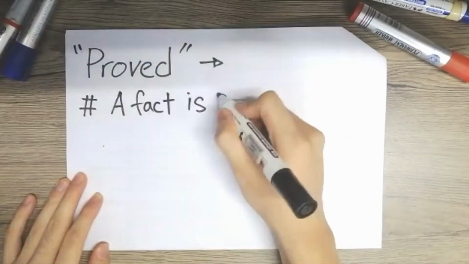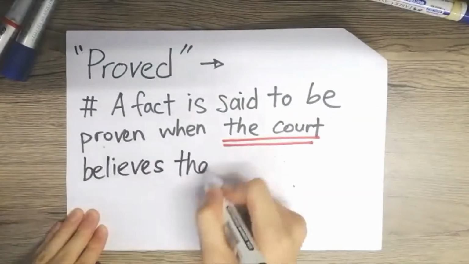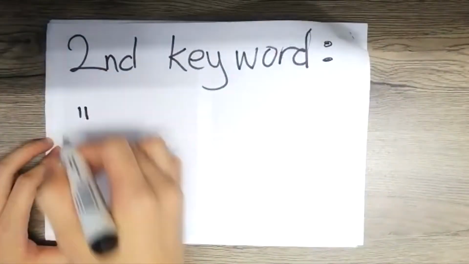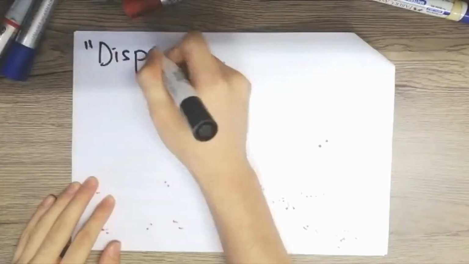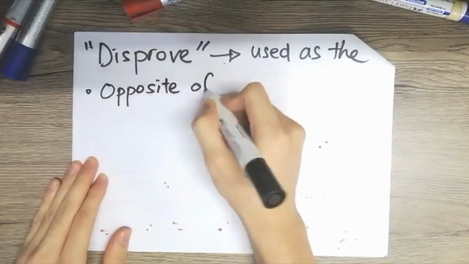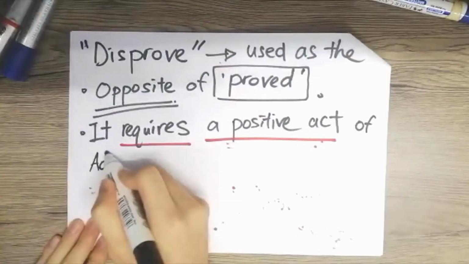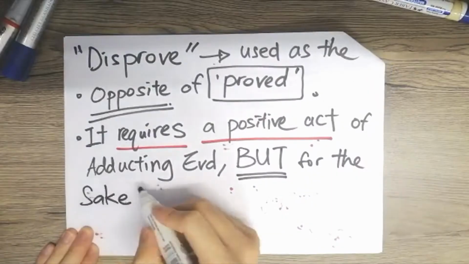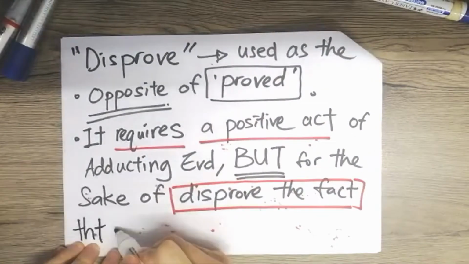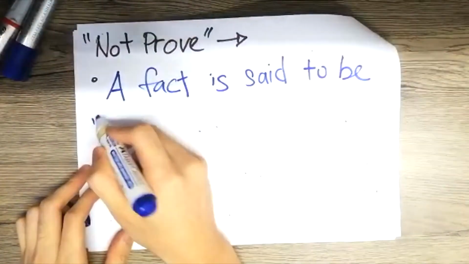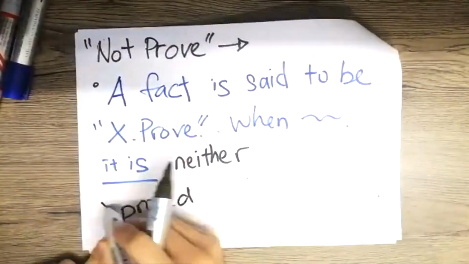A fact is said to be proved when the court believes that a particular fact exists. The second keyword is disproved. It is always used as the opposite of the term proved. It requires a positive act of adducing evidence, for the sake of disproving the fact that has been established by the opposite party. The third keyword is not proved. A fact is said to be not proved when it is neither proved nor disproved.